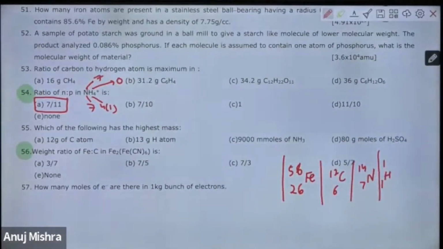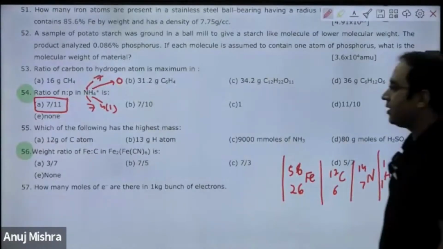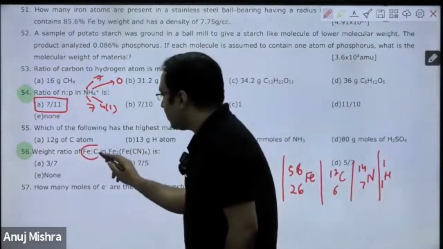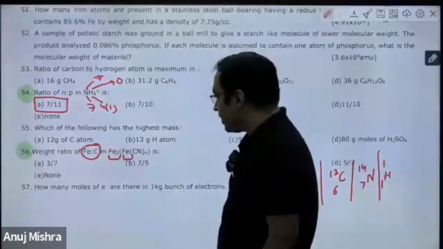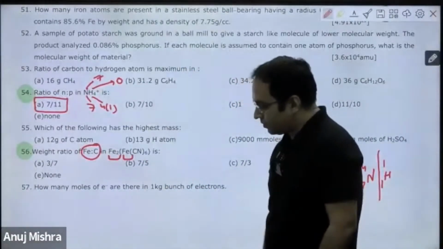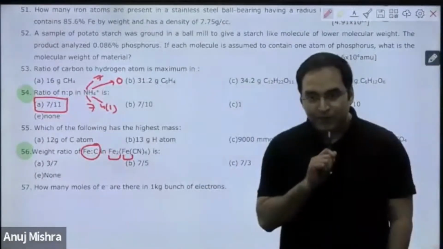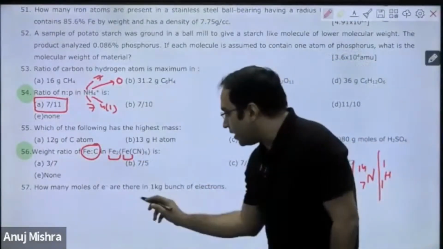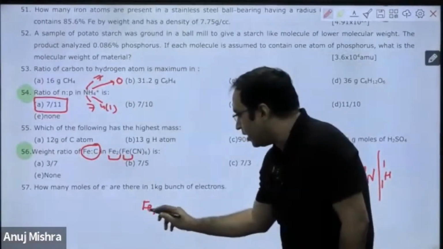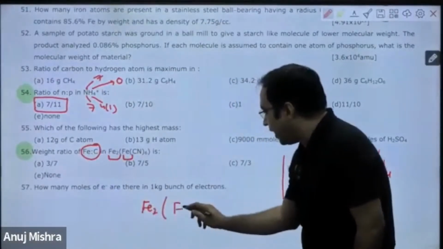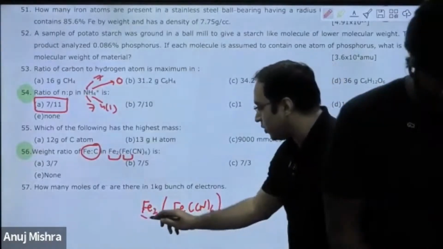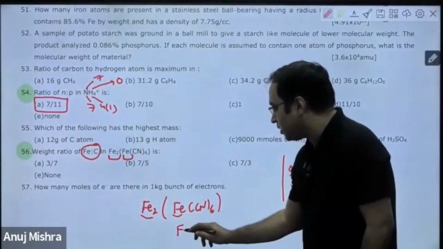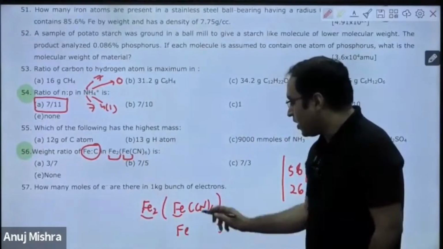56, what's the answer? 7:3. Okay. 56 is the weight ratio of Fe to carbon. How many moles of Fe are there? Fe2, then one more Fe. Shelly, what's your answer? Sir, 7/3. आप लोग का आंसर क्या है? Okay. How many Fe's are there? Can you write? Fe2 and then a bracket is there and then they're writing Fe(CN) whole 6. So how many Fe's are there total? 2 here, 1 here. Can I say 3 Fe's? Yes or no?